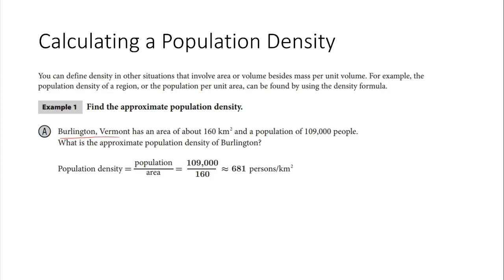Okay, so again, we just basically have to figure out, well, how many people took the census and reported themselves to be there, and then divide by the total area. So let's figure this out. We have this city, Burlington. It's got an area of 160 square kilometers, all right, and a population of 109,000 people. Basically, all you have to do is take the amount of people divided by the area. So again, 109,000 people divided by 160, and you should get approximately 681 people per square kilometer.